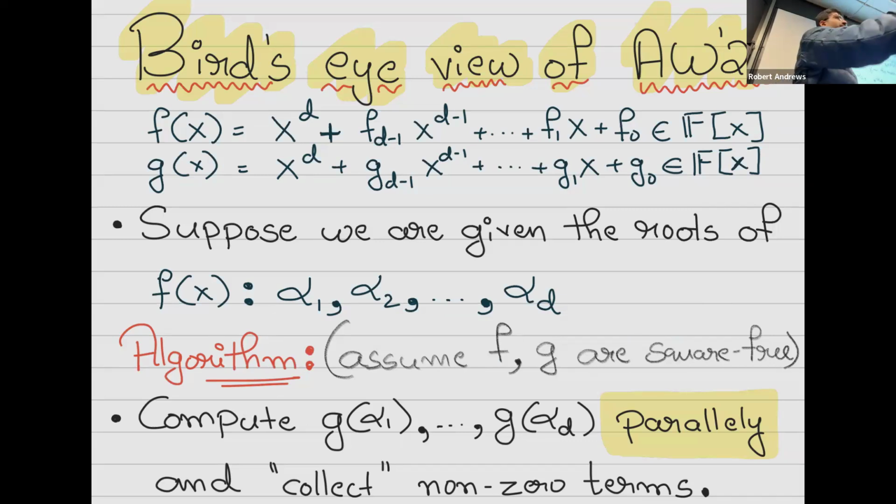Yeah, but I'm assuming square free. Yeah, that's a good point. We can do something like this for square free as well, but it's simplistic.